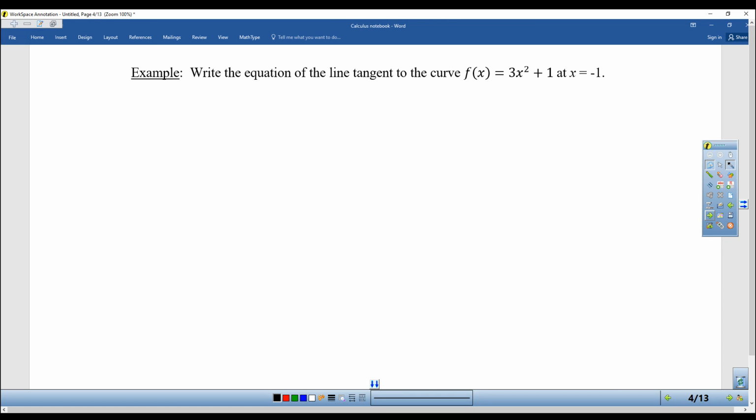Write the equation of the tangent line to the curve f of x is equal to 3x squared plus 1 at x is equal to negative 1. You know what I want to do first. I want to graph it. Hopefully you know that it is a parabola from the x squared. It is facing up because it is positive. It is steep because of the 3. It has been moved up 1 because of the plus 1. But because it's not x plus or minus something, it has not been moved left or right.